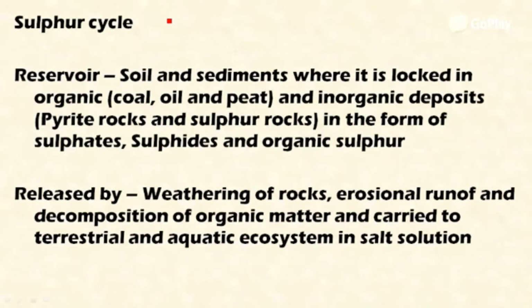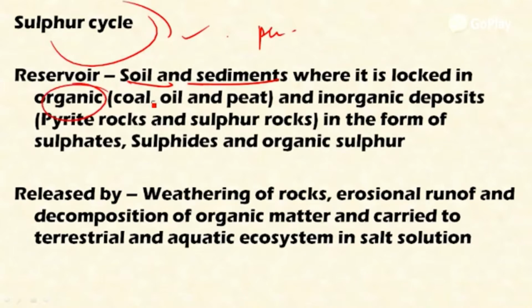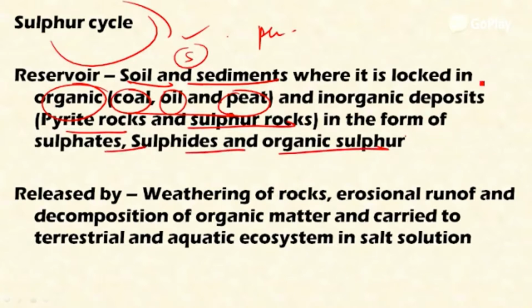The another important cycle is the sulfur cycle. This is also one of the sedimentary cycles, and the reservoir for this sulfur cycle, as in the phosphorus cycle, is also the soil and sediments, where it is locked in organic sources like coal, oil and peat, and inorganic deposits like pyrite rocks and sulfur rocks, in the form of sulfates, sulfides and organic sulfur.